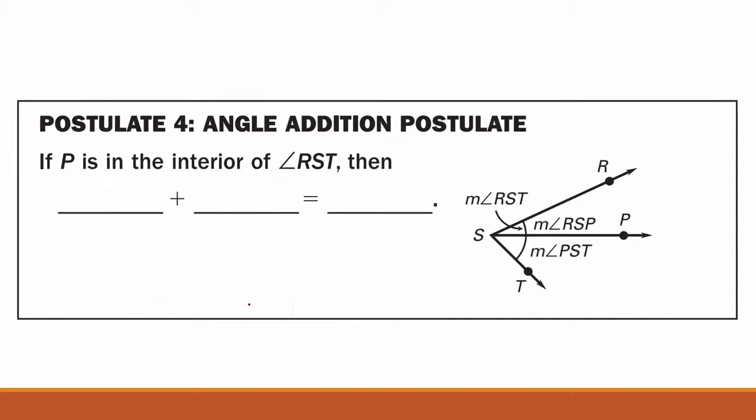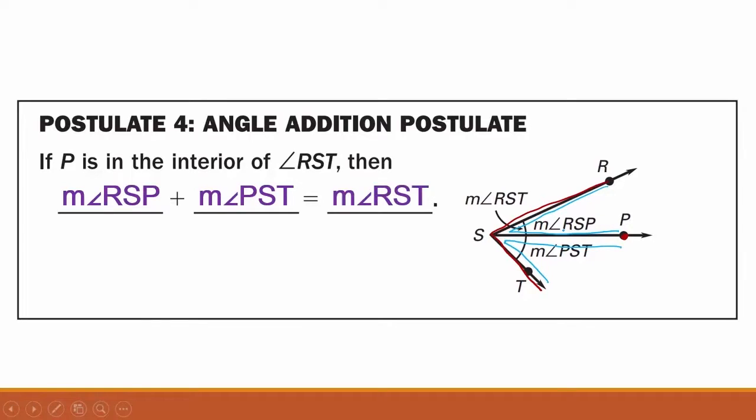Postulate 4, angle addition postulate. If point P is in the interior of angle RST, so angle RST is right here, and point P is inside angle RST, then the measure of angle RSP, which is this angle over here, plus the measure of angle PST, which is this angle over here, is equal to the measure of angle RST. Which means that if I take this angle and add it to this angle, I get this entire red angle over here.